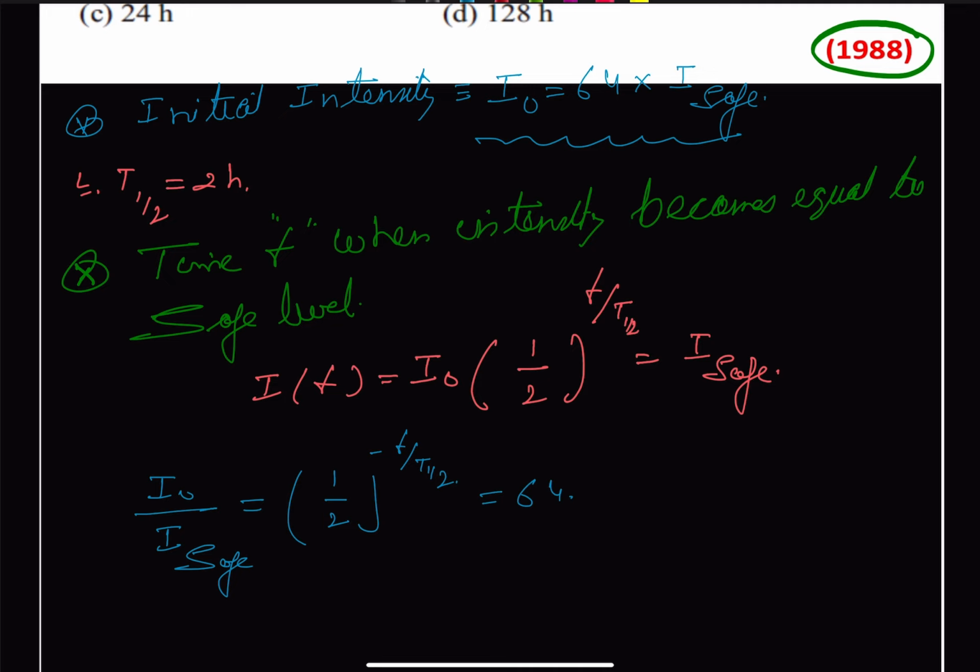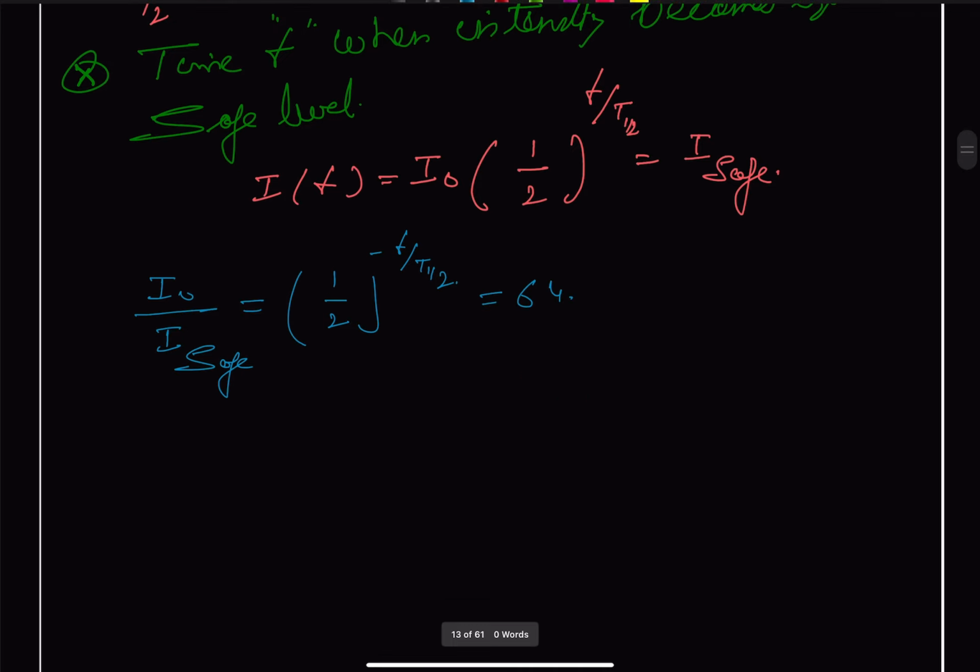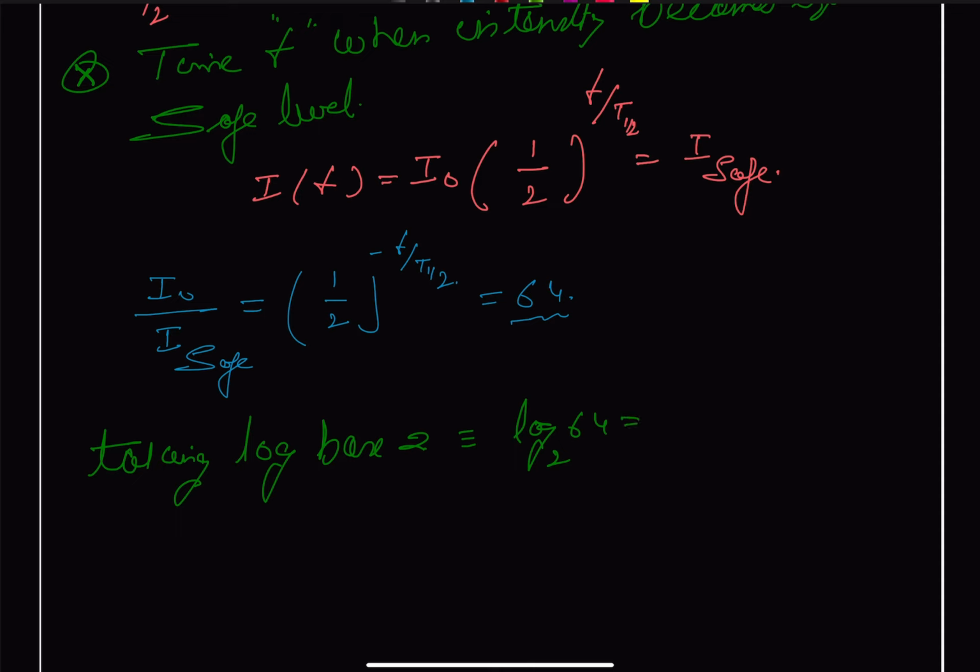Taking log to the base 2 is much more convenient, because 64 is much easier to solve with log base 2. So we can say, taking log base 2, this gives us that log to the base 2 of 64 will be equal to t upon t half.